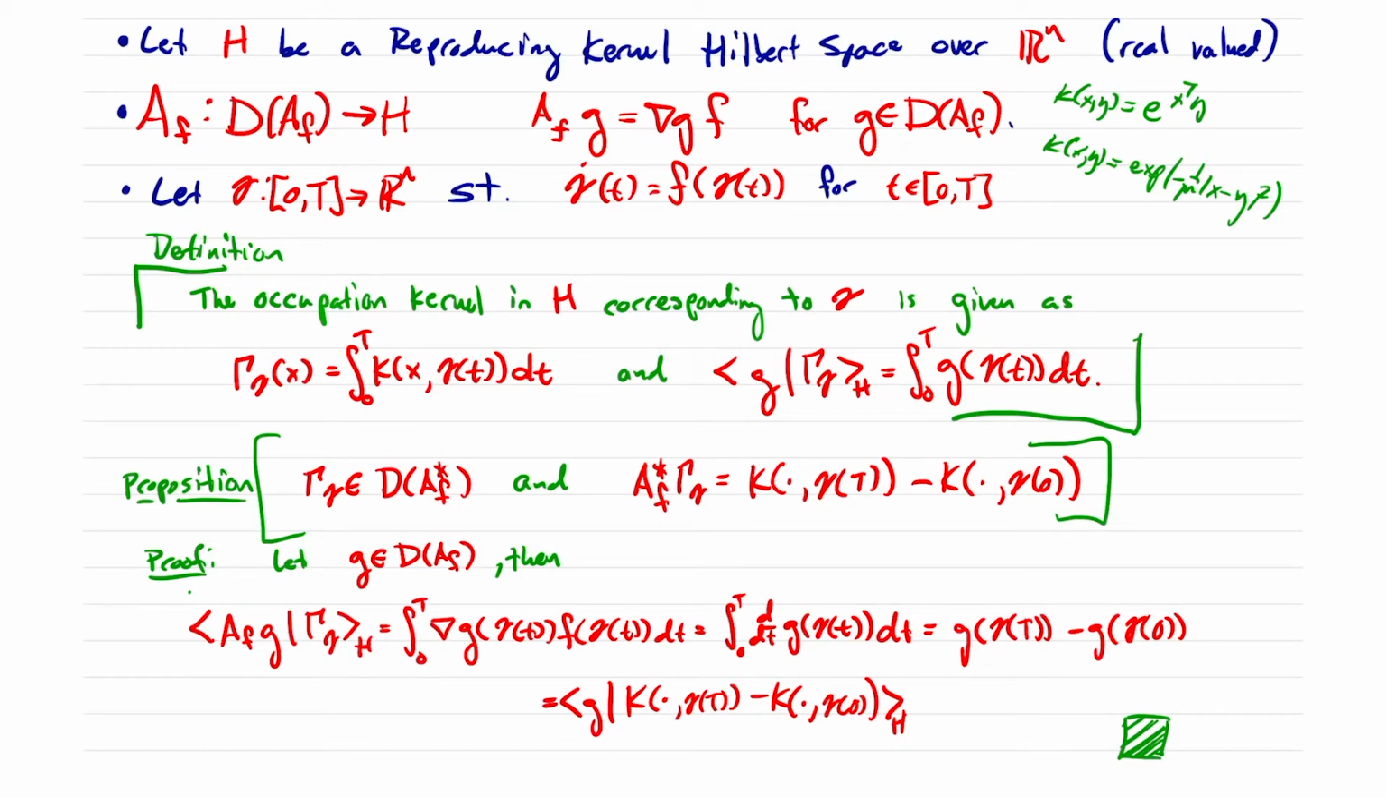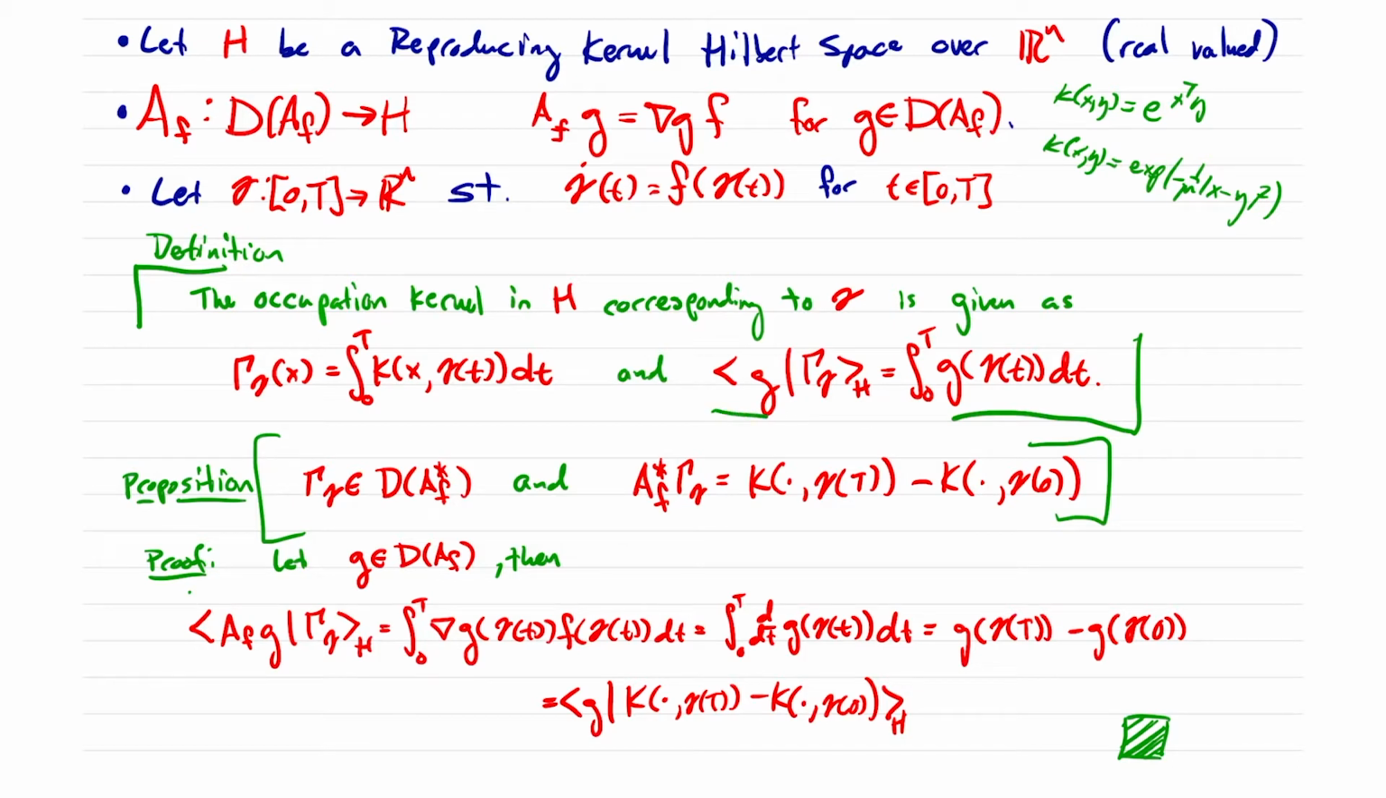Then if we take a look at a trajectory, gamma, going from 0 to t to Rn, we're going to assume that any trajectory that we're talking about here satisfies the dynamics. So gamma dot is equal to f of gamma. What you can do then is you can make these occupation kernels, which we talked about just a moment ago.